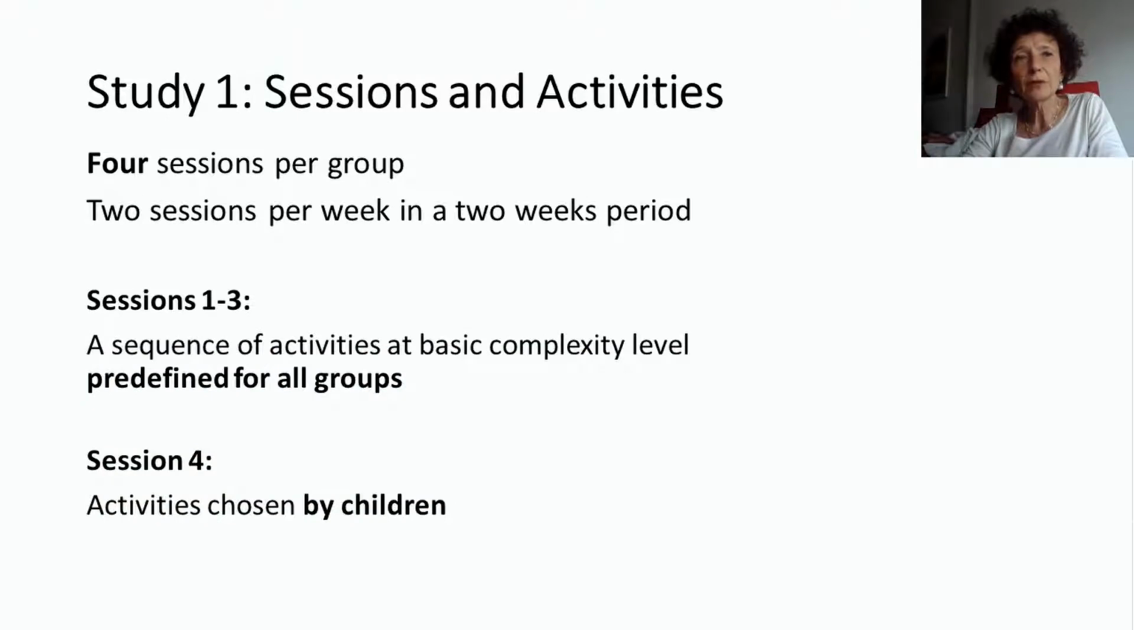Each group of children used the Magic Room 4 times, twice a week, along a 2-week period, for a total of 4 sessions. For the first 3 sessions, we predefined a set of activities, configuring them at a basic complexity level, and assigning the same activities to all groups. In the last session, children were asked which activities they wanted to do and performed the one they selected.